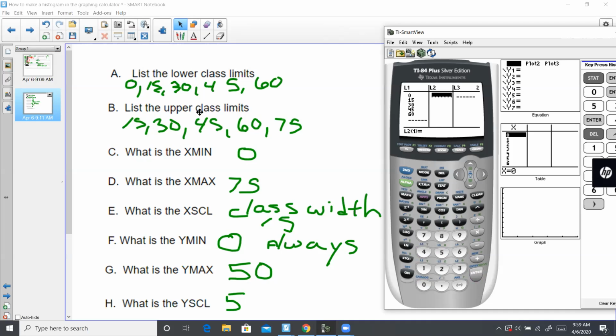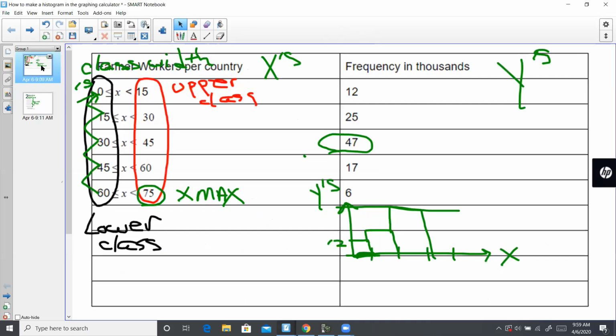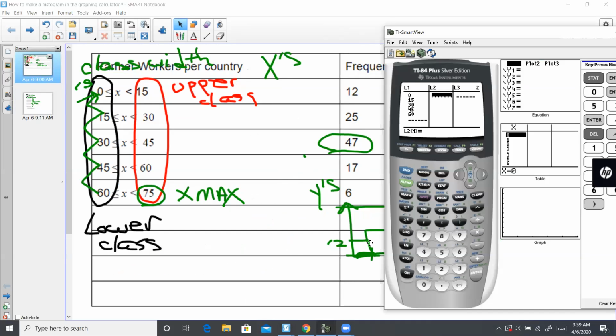L2 is not the upper class limits. What you want to do is it's going to be your frequency. So I'm going to write down these numbers: 12, 25, 47, 17, and 6. So I have them in front of me so I can create this, put these numbers in L2. So I'm going to have 12, 25, 47, 17, and 6. All right.